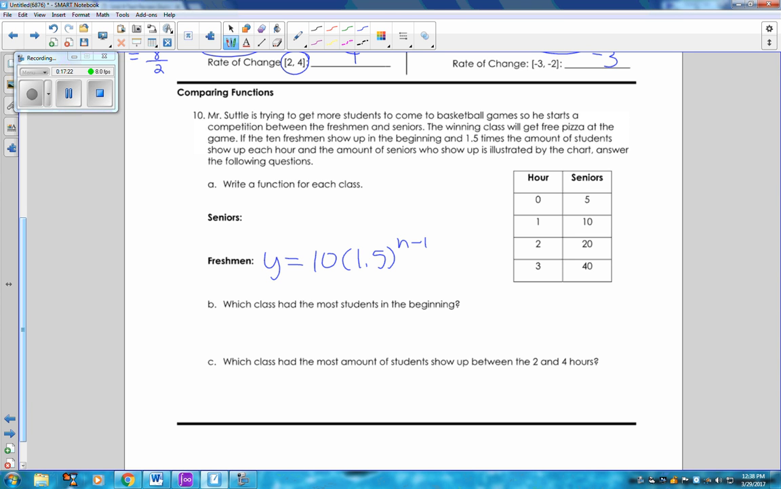Now the seniors, notice that each time this is being multiplied by 2. So this has a multiplier of 2. Your initial amount is 5. So that's 5 times 2 to the whatever power, using x. Which class had the most students in the beginning? Well, the freshmen had 10, and the seniors had 5, so the freshmen.